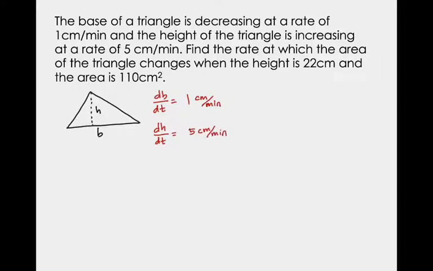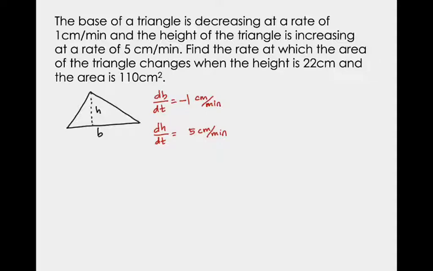All right, but the way that I wrote those two rates, I didn't take into account that the base is decreasing in size and the height is increasing in size. Those look like the same kinds of rates. So we got to think of a way to denote that the base is decreasing and the height is increasing. We're going to do that with a negative sign on the rate of change of the base, because it's subtracting a centimeter per minute and the height is adding 5 centimeters per minute.